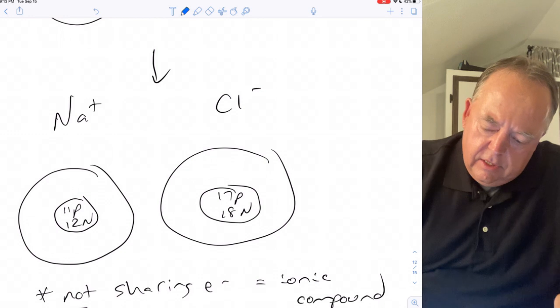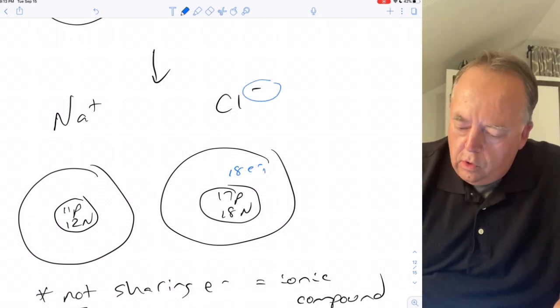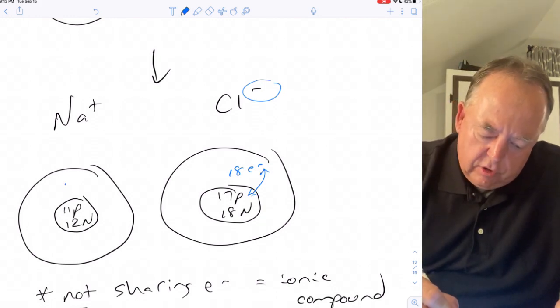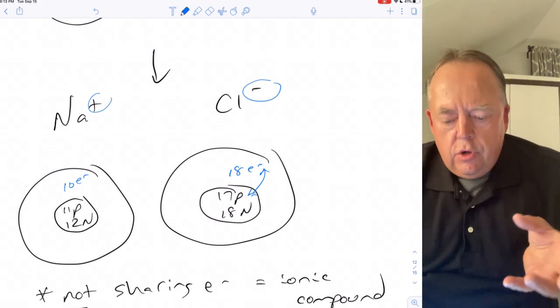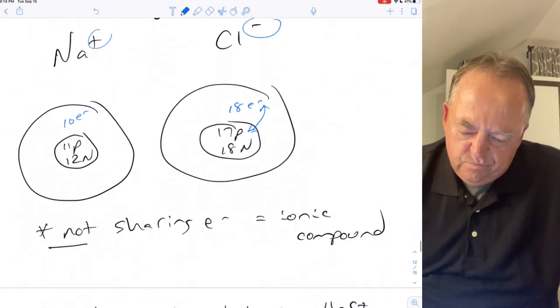So now there's 18 electrons here, so it's negatively charged because there's one more electron than proton, but now there's only 10 electrons here, right? So it's positively charged. And the two atoms are not overlapping, sharing their electron clouds, so it's an ionic compound.